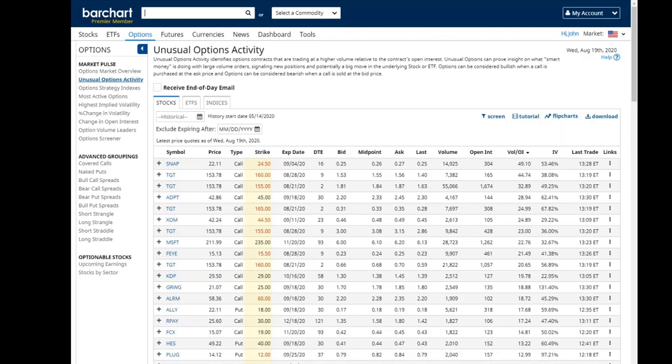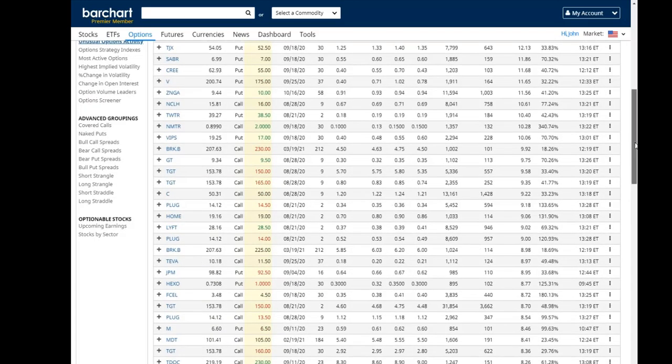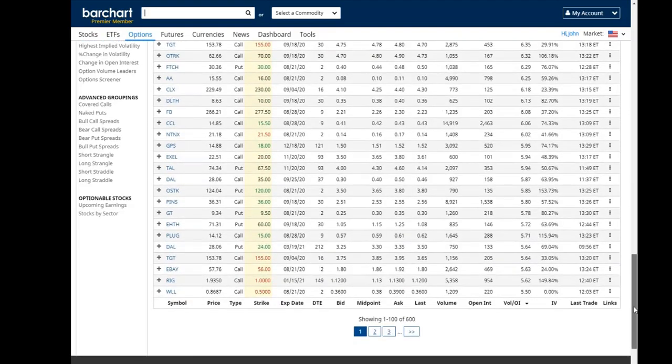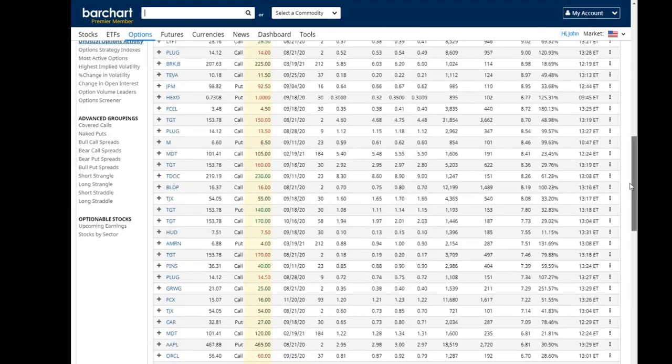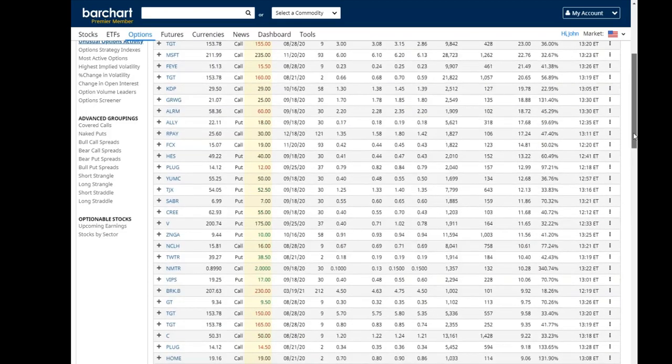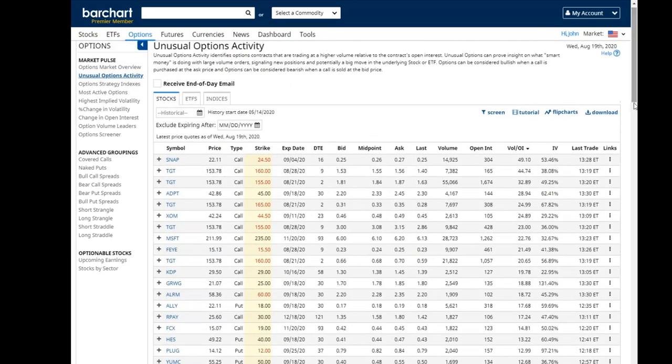Now, what you can see here, it says that unusual options can provide an insight into what the smart money is doing. And usually that is the case, that our large institutional players, or those that are in the know, are putting money to work, and this will create the unusual activity. But you can see that we have a lot of options to look at, and down here we have 600 to pick from. So that might be too many for me to look at, right?